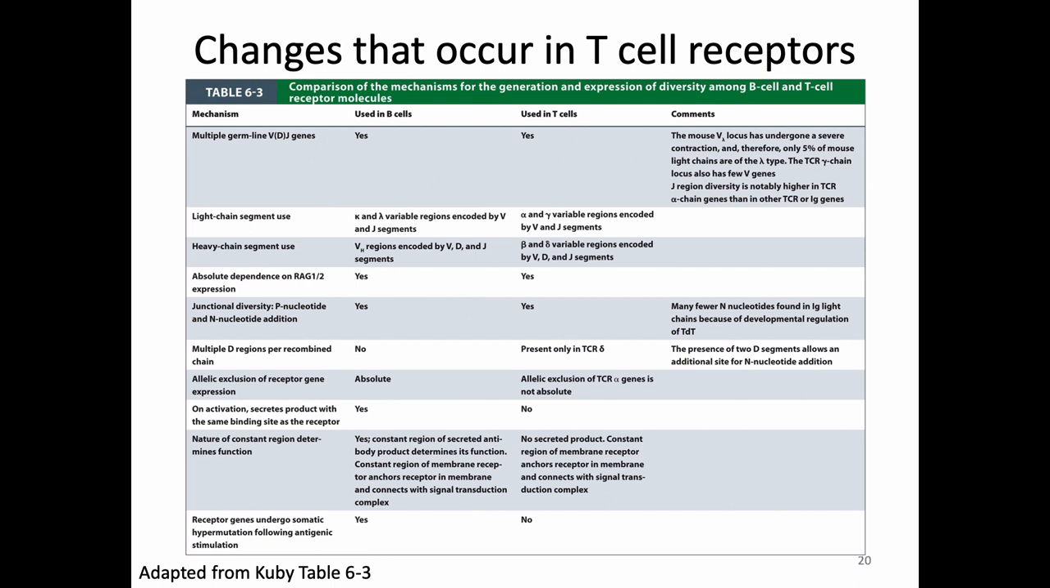B cells are really good at allelic exclusion. T cells are a little imperfect at alpha. The T cell receptor, however, is not ever secreted in the way that the antibody is secreted. So we don't worry about any of those secretion splicing changes. The constant region doesn't really tell us anything about the function, and we're not going to have any changes later. The T cell is not going to do any hypermutation or any change to its receptor later. This is a nice table that compares and contrasts everything that we've seen. So in this way, it seems like VDJ in T cells is rather straightforward.